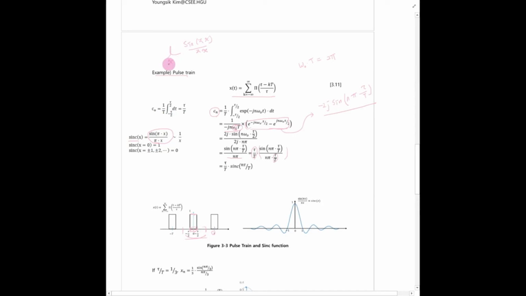Limit x goes to 0, then this approaches 1. So that's this one. And also, if x takes an integer value, then all those values are 0. So we can represent this part as a sinc function like that. Then we can plot these coefficients along the nth harmonic. So this index means the nth harmonic.